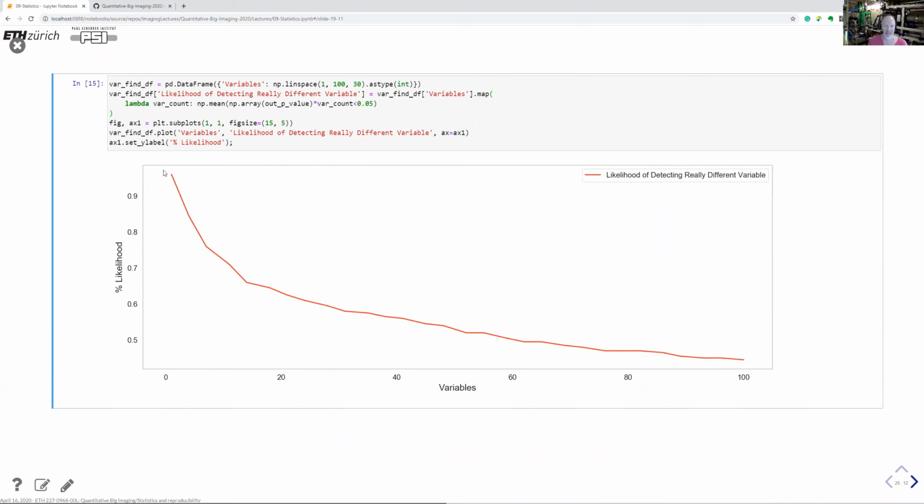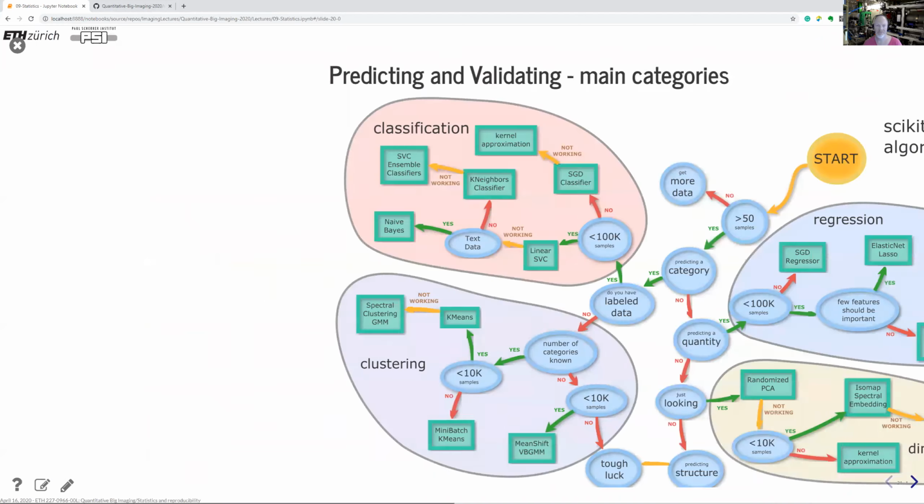So the likelihood of detecting a really different variable decreases with the number of variables, according to this plot here in this particular experiment.